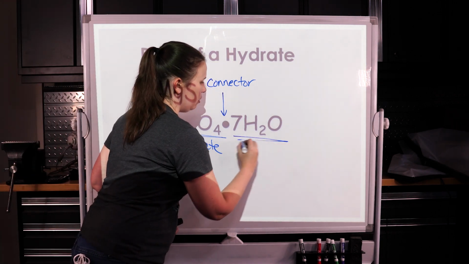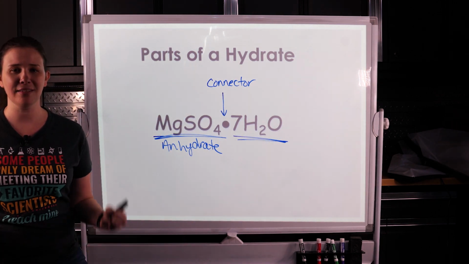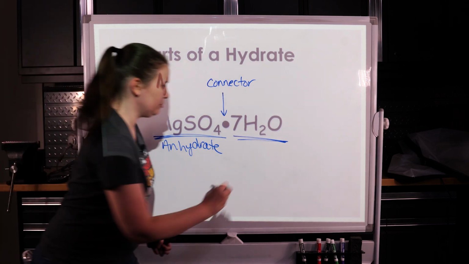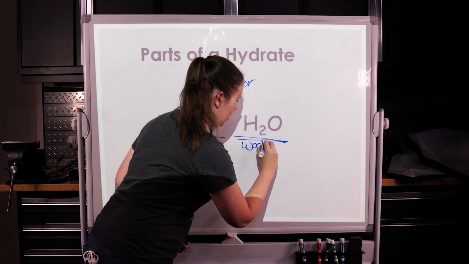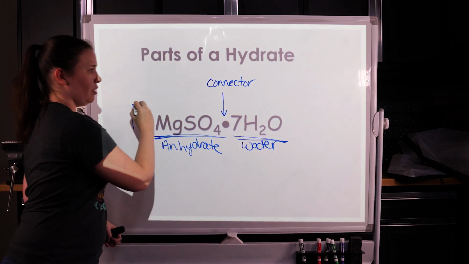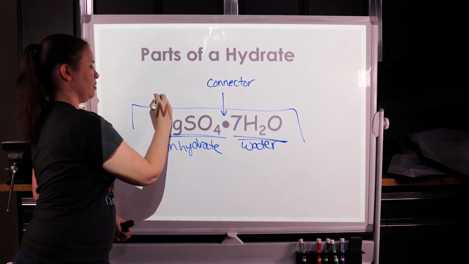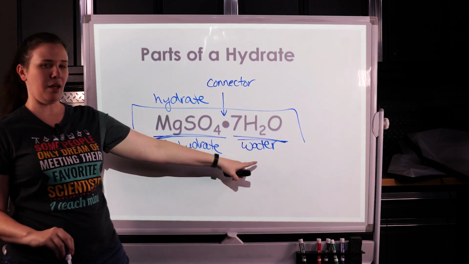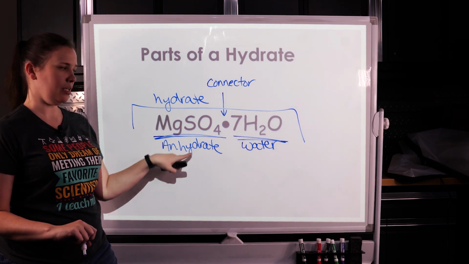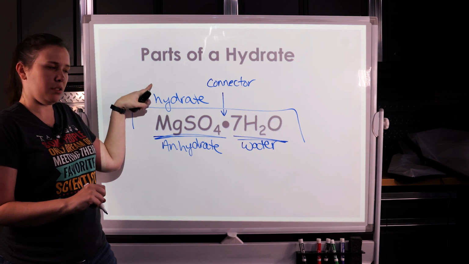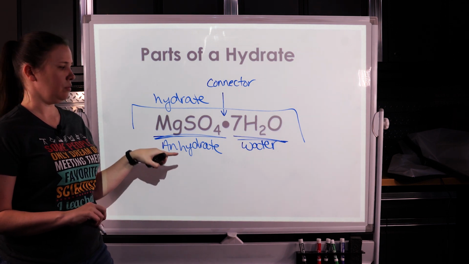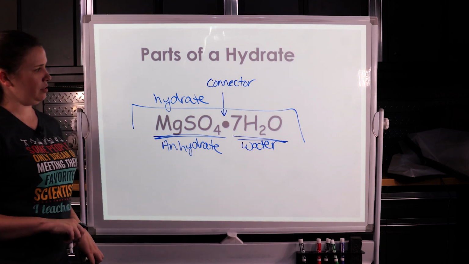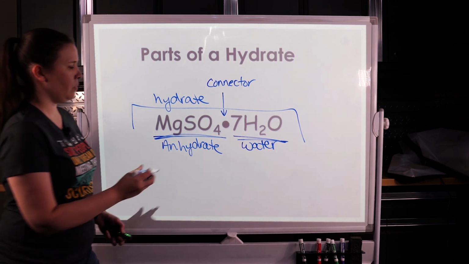The part back here is not called the hydrate. It's just called water. It's one of my biggest pet peeves. The hydrate would actually be this entire compound. That's simply the water attached to the anhydrate to form the hydrate. If we wanted to form the anhydrate, we would dehydrate or remove the water. Just kind of seeing how this all comes together here.